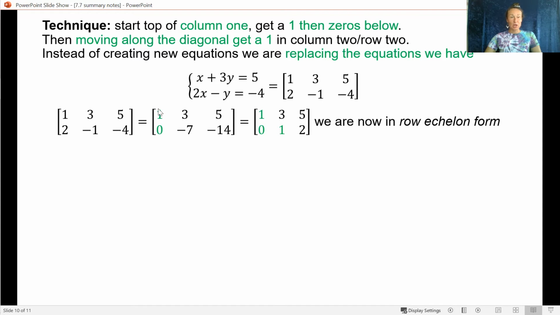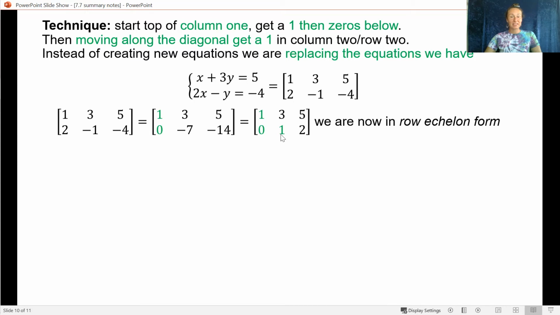Then the next step is we go to the next position on the diagonal and we want to turn this -7 into a 1. The easiest thing to do is to just multiply our whole row by 1 over -7. Essentially we're going to divide this whole row by -7. The reason we multiply or divide is that by doing so to the whole row, we won't affect the 0. So our 0 will stay put.